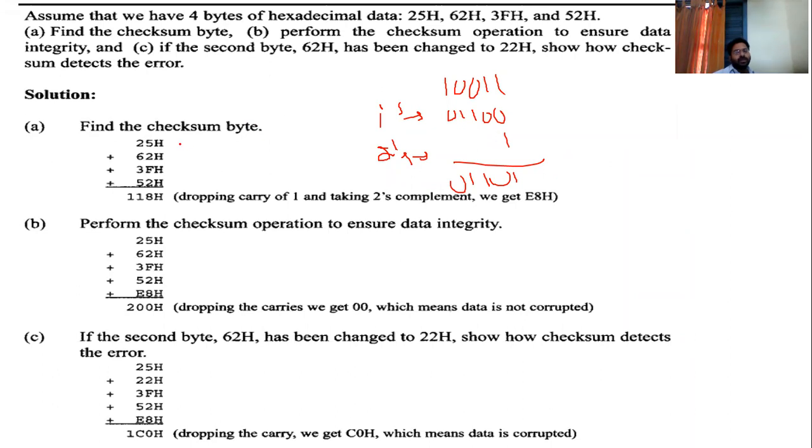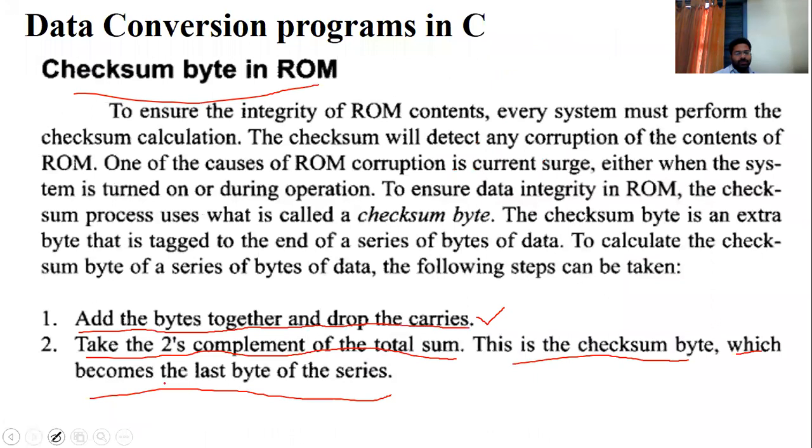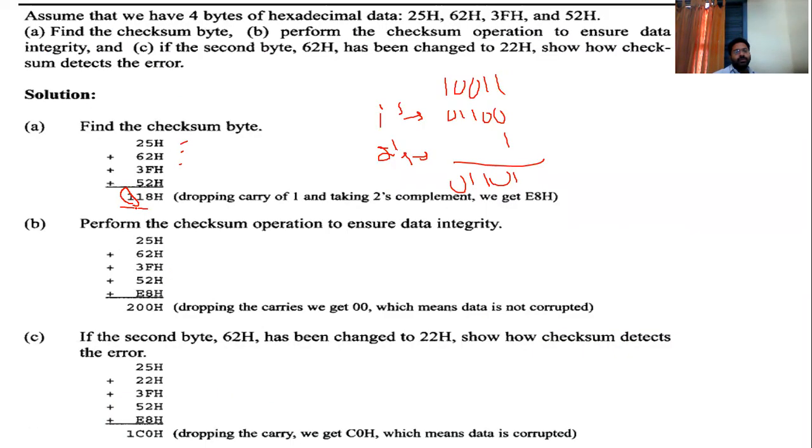Here they give the numbers 25, 62, 3F. Then you will get this one. So you can drop the carry. Remember, you can drop the carry. How much number do they give? 118. But only a 2-digit format can be taken. Remember, only a 2-digit format can be taken. So it is 3 digits, so we call this a carry. You can drop this carry.